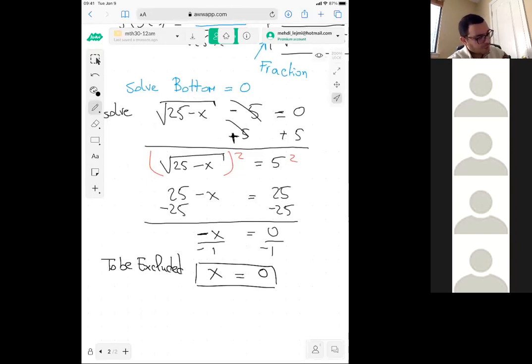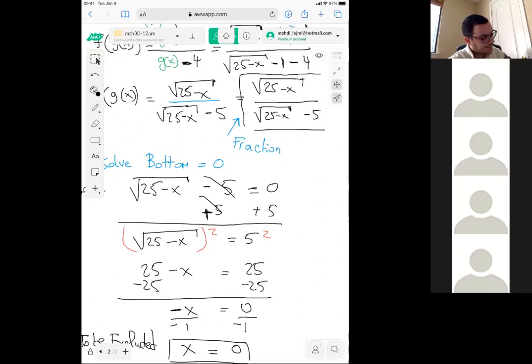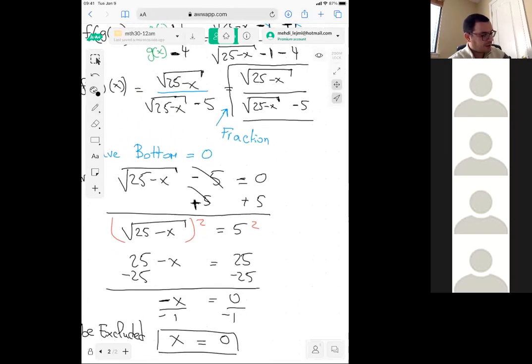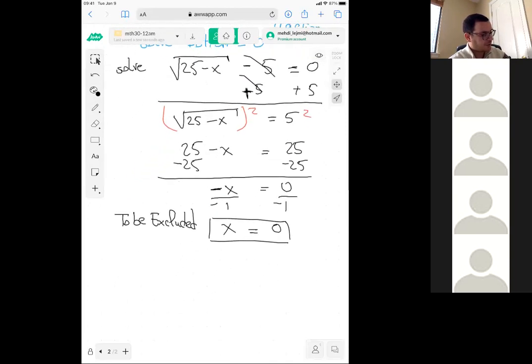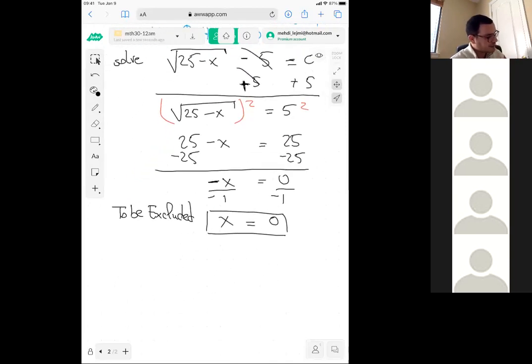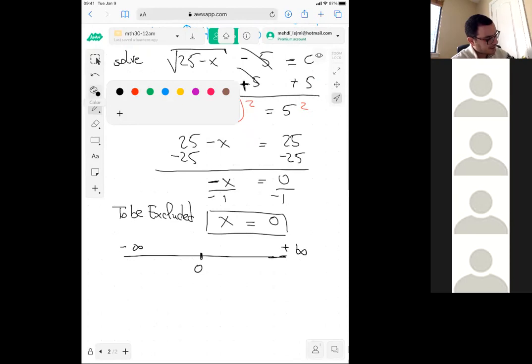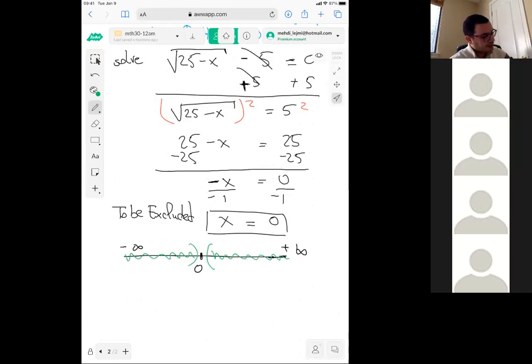That's because we have a fraction, so we had to solve the bottom equal to 0. I got x equal to 0, so I have to exclude x equal to 0. Here's my number line, here's 0, and you have to exclude this 0.